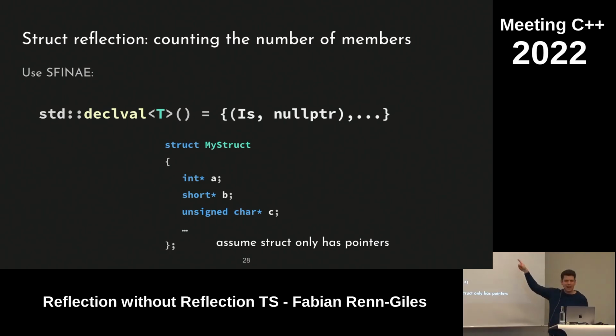But only the last element will actually be used in the aggregate initialization. So only nullptr will be used in the aggregate initialization. That's really useful. That's how we could expand it to pointers. How can we expand it to any type?